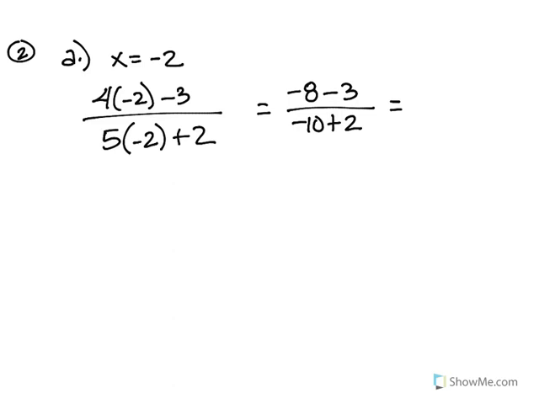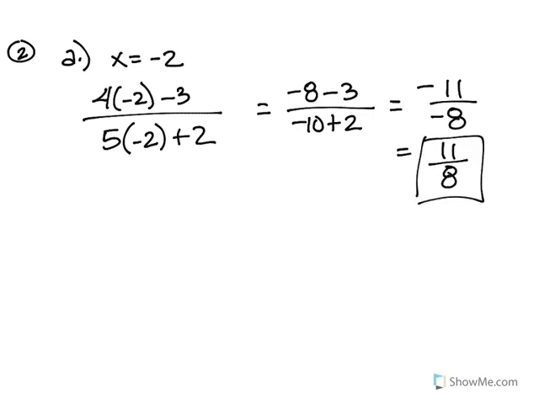So on top, same sign add. I would type that in my calculator if you don't remember same sign add. -8 minus 3 is a -11. And then -10 plus 2 is -8, and 11 over 8 doesn't reduce, but I do need to change it to a what? A positive. You do need to know that. 2 negatives make a positive. So that would be 11/8.